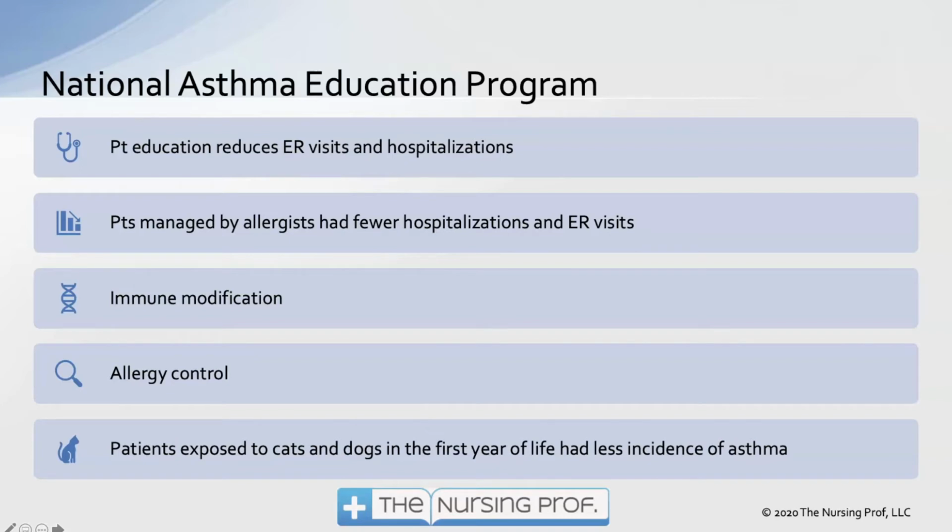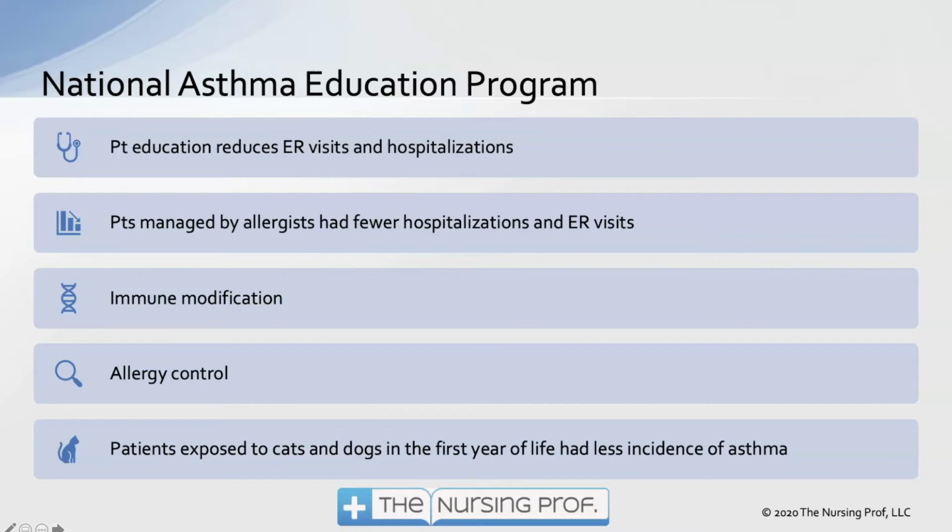Okay, it's got an allergic basis to it. So if we have an allergist that is managing this patient, chances are very good that we're going to have the allergy better under control, and then we're not going to have as many hospitalizations and ER visits. Immune modification may be necessary. Okay, so the patient may need IVIG or some other immune modification in order to be able to control the asthma. Allergy control, so maybe allergy shots or controlling allergy with some medications.